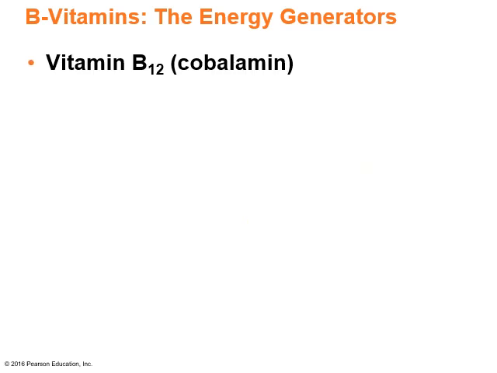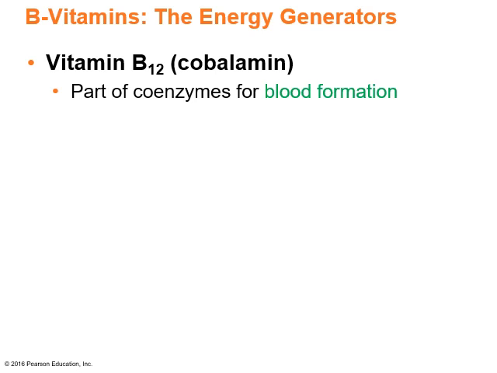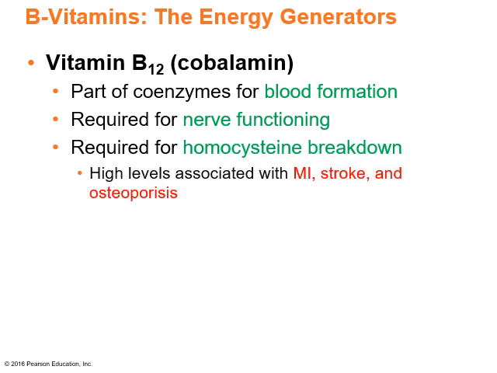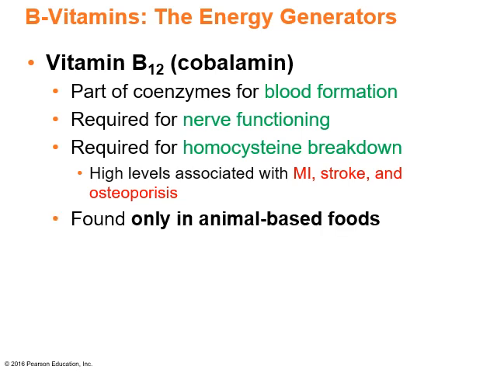B12. You hear a lot about B12. It is a part of a coenzyme for blood formation. It is required for nerve functioning. It is required for homocysteine breakdown. We just talked about homocysteine, and again, if there's a lot of that, that can lead to some significant problems, including the likelihood of myocardial infarction, stroke, again because of the blood clots, and then osteoporosis as well. It's spelled incorrectly, but osteoporosis.